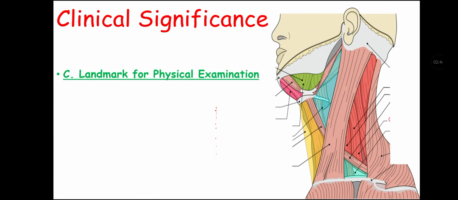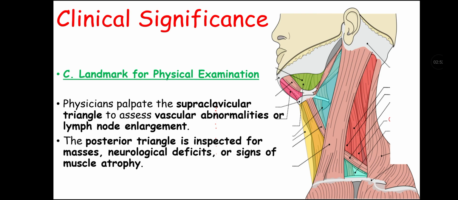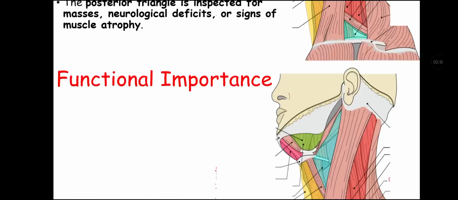Next clinical significance is a landmark for physical examination. As physicians palpate the supraclavicular triangle to assess vascular abnormalities or lymph node enlargement. The posterior triangle is inspected for swelling, neurological deficits, or signs of muscle atrophy.